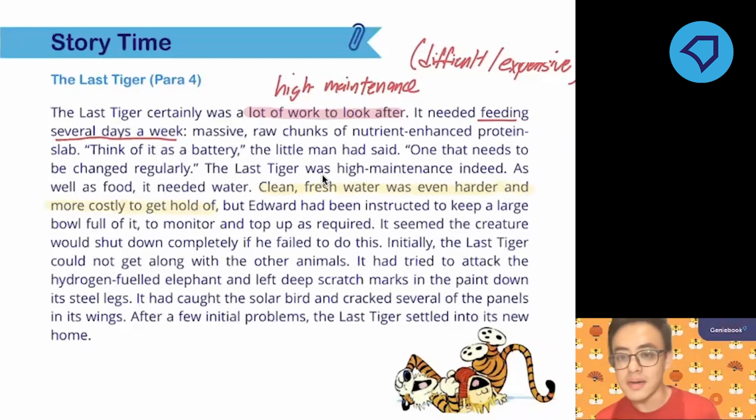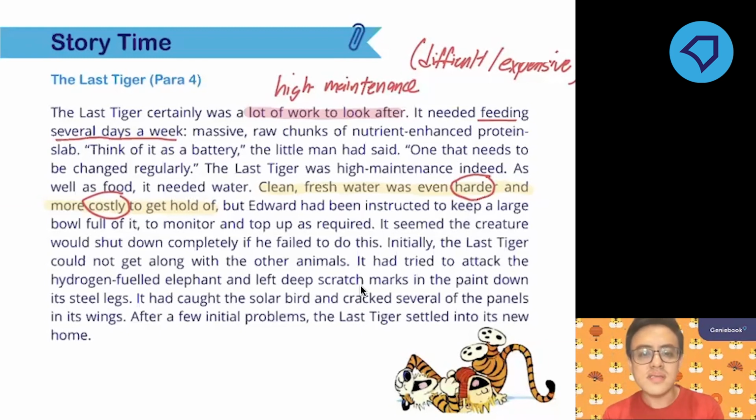So if you talked about the nutrient-rich protein slabs, okay, may or may not be, but this second part about water, definitely high maintenance. Because how do I know? It was hard. It is difficult. It is costly. It is expensive.